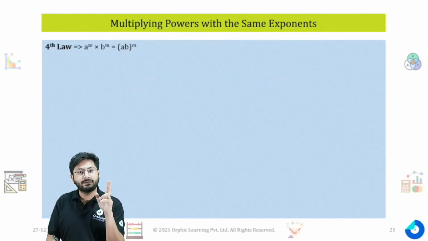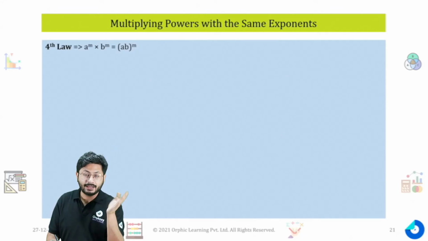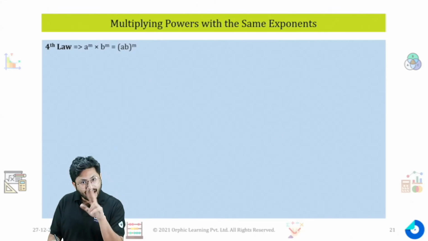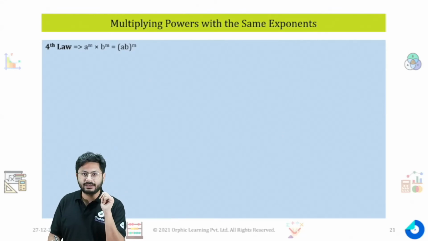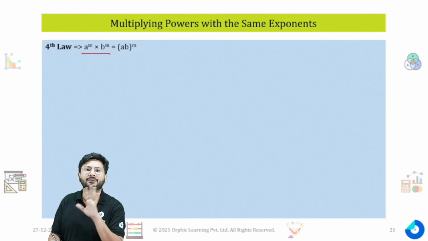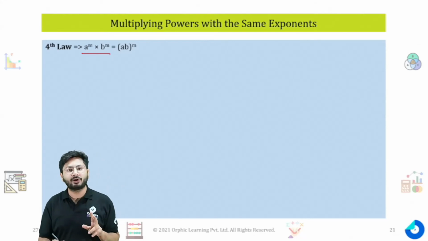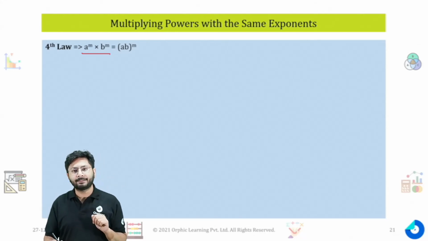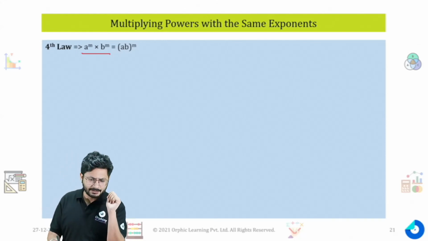First law क्या था? When the bases are same. Fourth law is when the powers are same and the bases are different. Okay, in this case the powers are same and the bases are different. Try to remember in this way. Okay, first और second law में the bases were same. Fourth और fifth law में the powers are same. और ये बहुत simple सा law है.